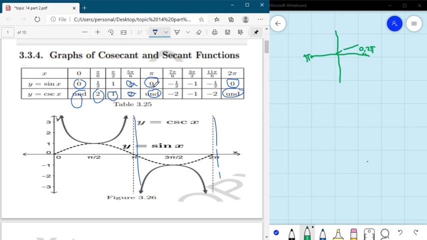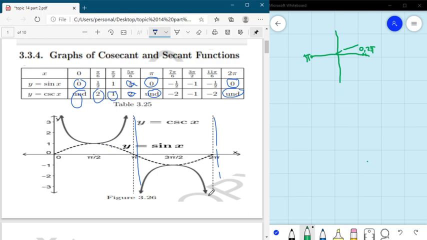And then the period is the same. In this case, we have the same period, since they are inverses of each other. The period is 2 pi. So that is why we graph here y equals sine of x, and this is the graph of the cosecant, y equals cosecant x.